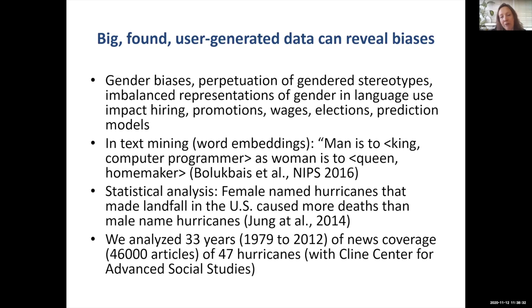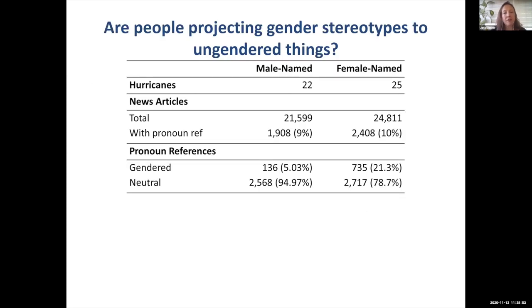And my wonderful graduate students, Li Din and Janina Saral, who are PhD students working in my group, helped to collect a whole bunch of text data over a long time span on a whole lot of hurricanes. This is also collaborative work with the Klein Center for Advanced Social Science Research here at the University of Illinois. And we wanted to see if these gender stereotypes are perpetuated to language use.